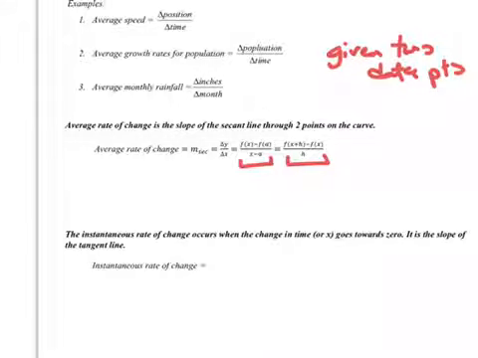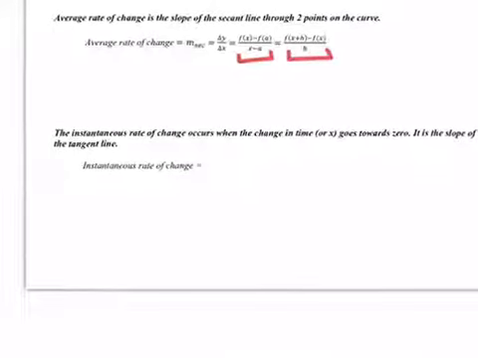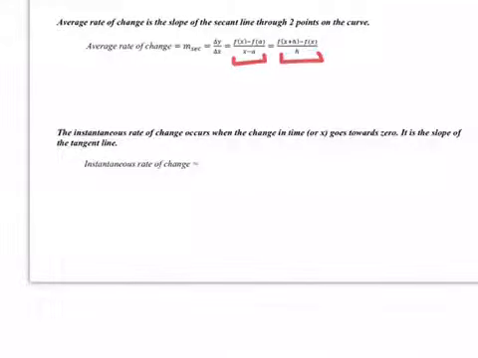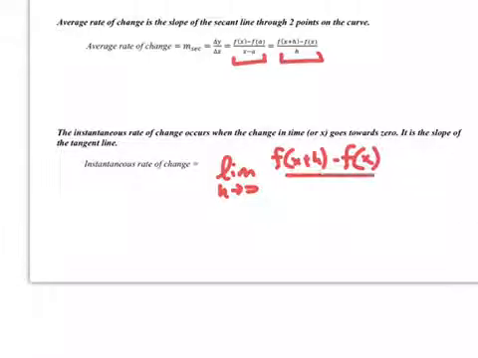The instantaneous rate of change occurs... So we got average rate of change if we take the slope between those 2 points. The instantaneous rate of change occurs when the change in time, or x, our independent variable, goes to 0. It is the slope of the tangent line. So the instantaneous rate of change is the limit of our difference quotient as h goes to 0 of f of x plus h minus f of x all over h.